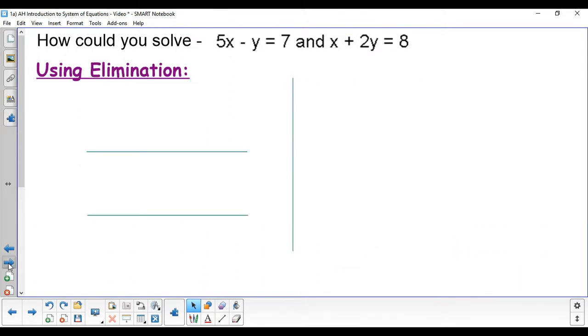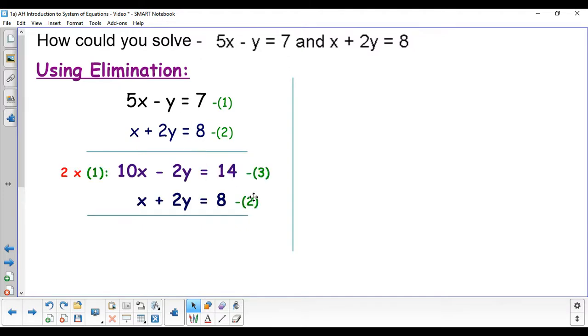Elimination's more popular, just make sure you have the same variable in the same place. So what I mean by that is if I start with 5x take y equals 7, make sure you've got the x under the x and the y under the y. What could you do there? You could just double the top row and have 10x take 2y equals 14. Remember, you have to double the whole row. And then if they're the same sign, subtract.